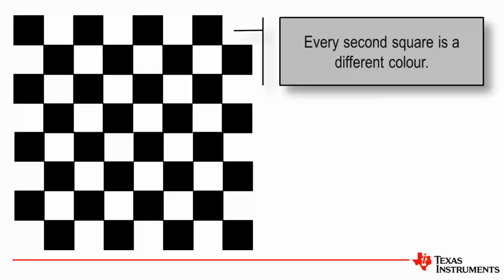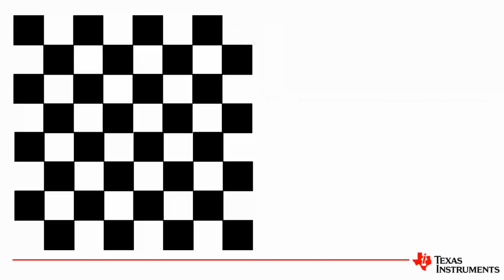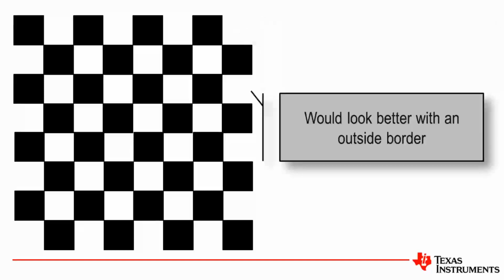And we'll say that every second square is a different color. It could be white, or you could just skip them and not draw them. That works as well if you want them white. And it would look prettier, I guess, if we have an outside border. We'll work with that in a minute.